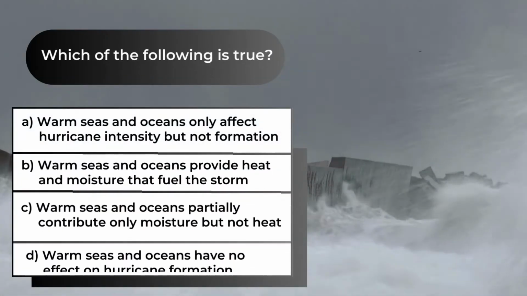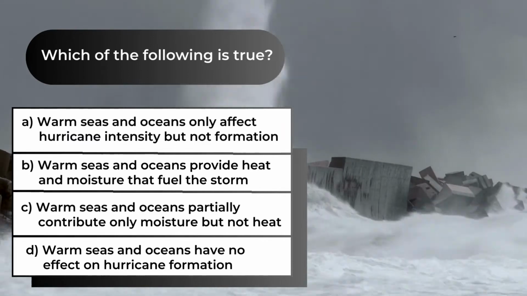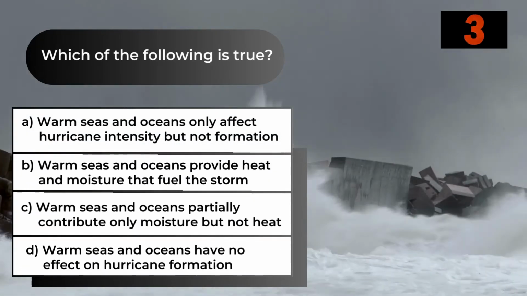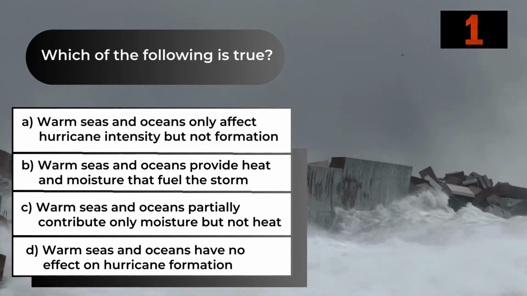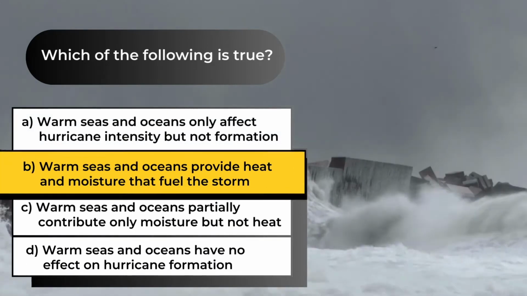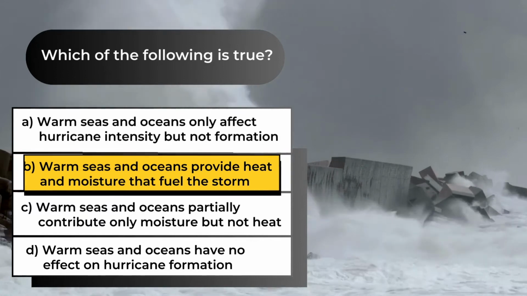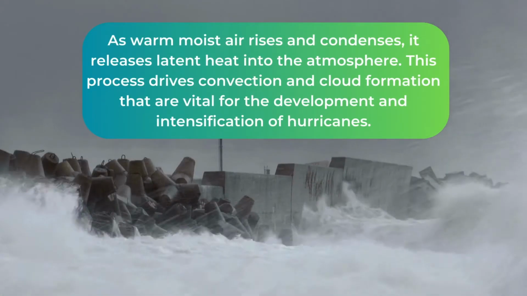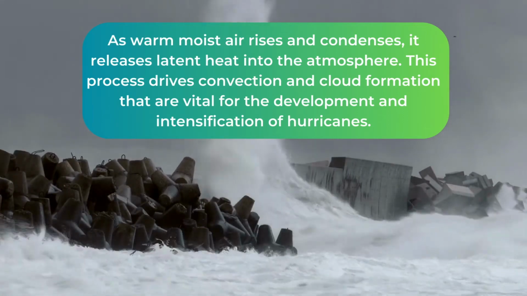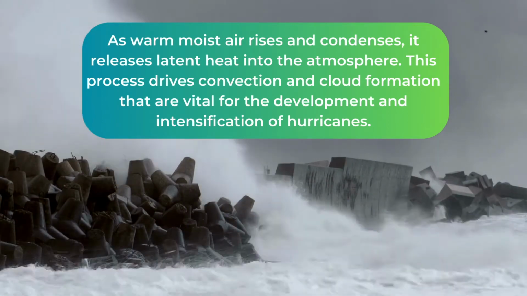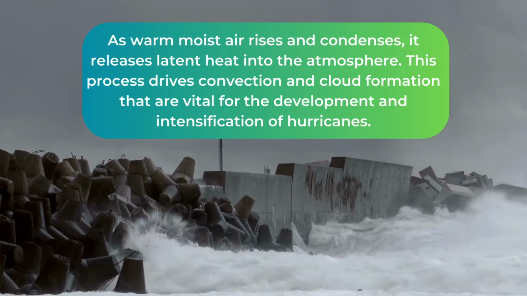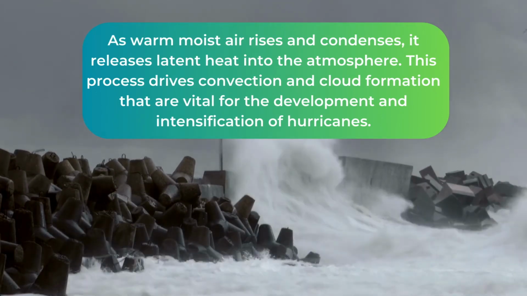Which of the following is true? The answer is B. Warm seas and oceans provide heat and moisture that fuel the storm. As warm, moist air rises and condenses, it releases latent heat into the atmosphere. This process drives convection and cloud formation that are vital for the development and intensification of hurricanes.